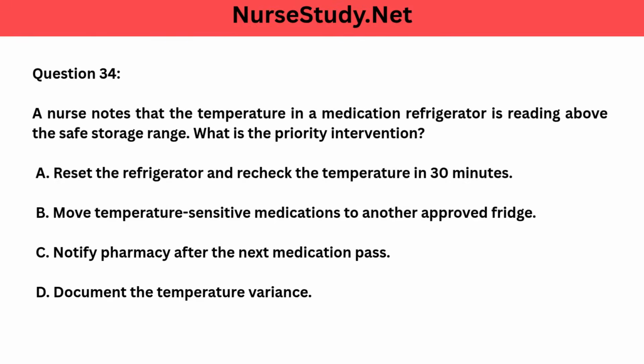Question 34. A nurse notes that the temperature in a medication refrigerator is reading above the safe storage range. What is the priority intervention? A. Reset the refrigerator and recheck the temperature in 30 minutes. B. Move temperature-sensitive medications to another approved fridge. C. Notify pharmacy after the next medication pass. D. Document the temperature variance.